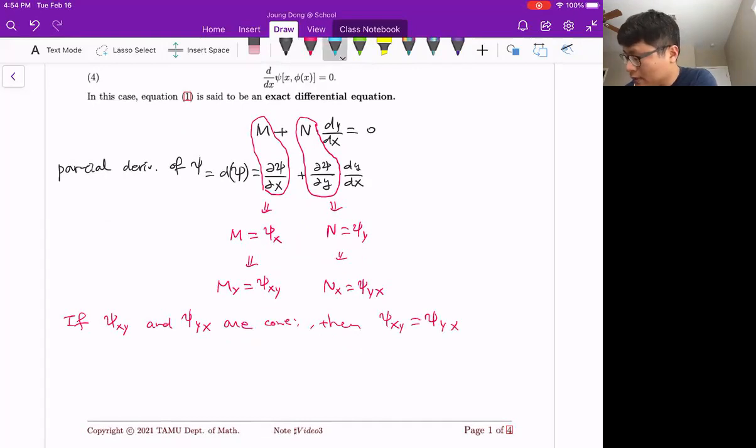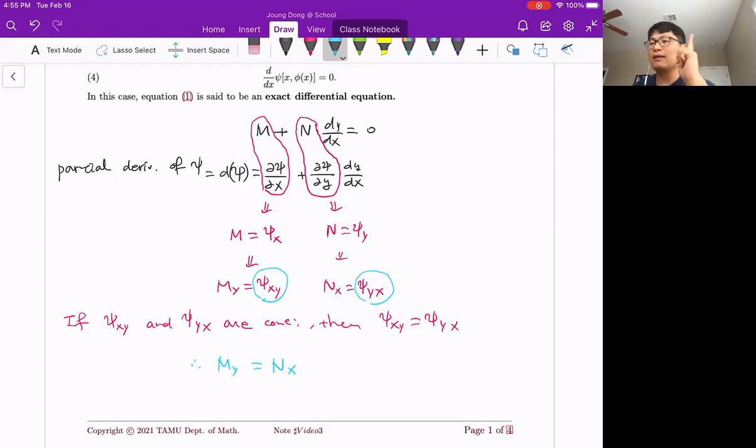So look at that. I'm talking about psi xy and psi yx. They must be equal to each other as long as they are continuous, which means your M y must be equal to N x. You know what I'm saying, right? We would like to have your differential equation in the partial derivative form of the psi function, then it must satisfy this blue part, which is M y equals N x. Keep that in mind. M and N are given in the equation. Then we take the derivative with respect to y for M, and with respect to x for N. If they are equal to each other, we can say there exists a new function, psi, which satisfies the partial derivatives. This is the idea of exact.